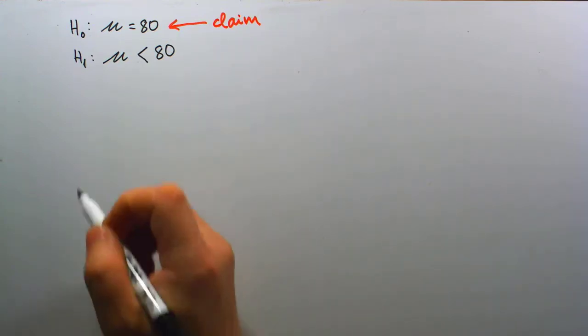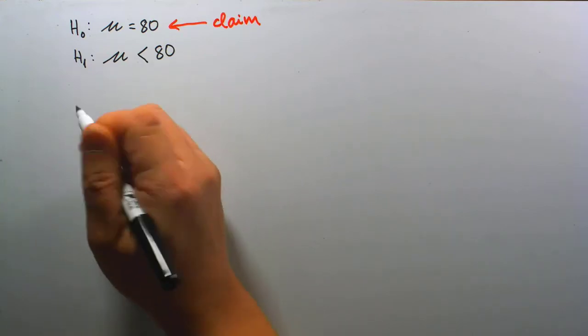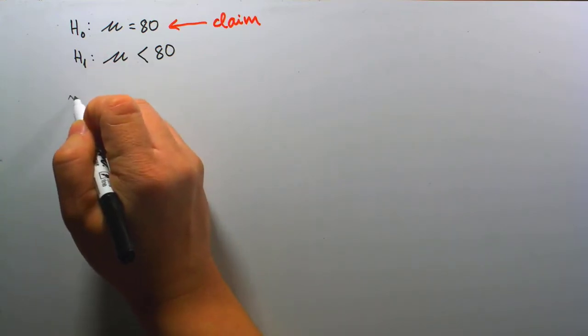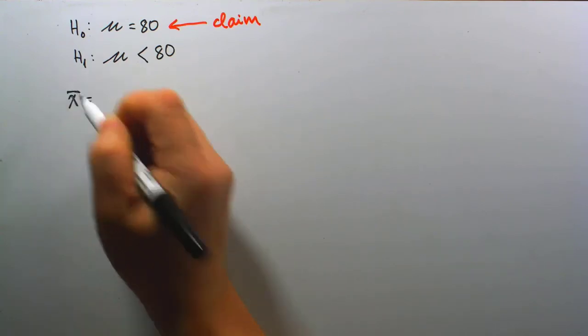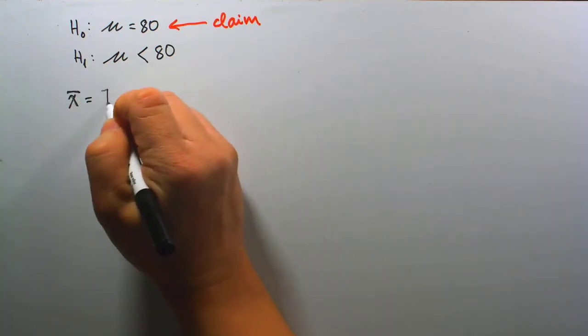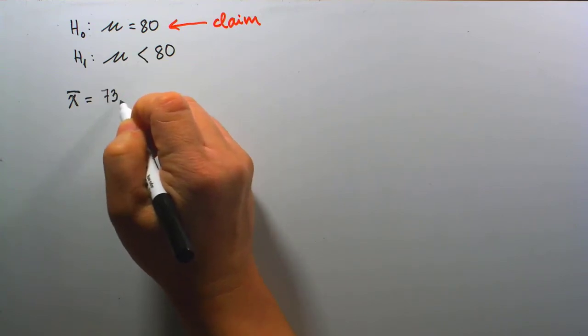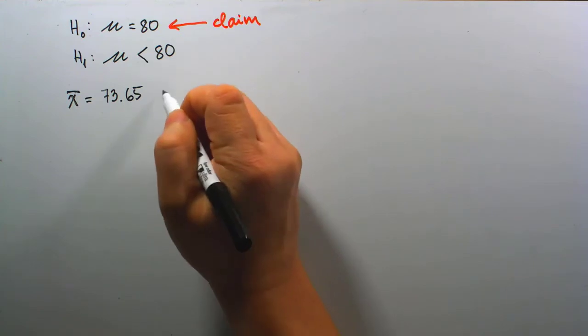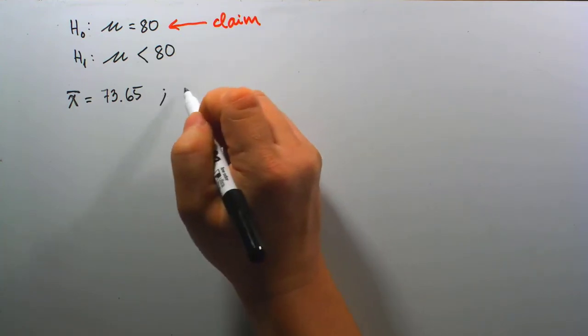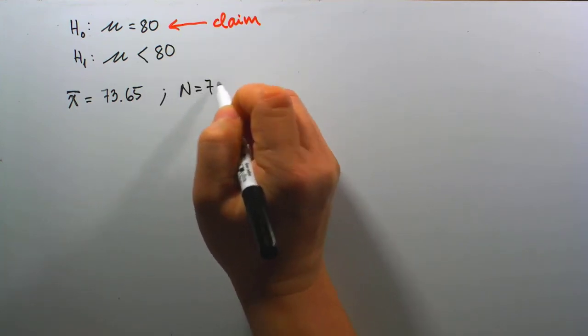But now we have learned from the steps that we already had a sample, and the sample that we used here had a sample mean value of 73.65. And this sample had a sample size of 74.